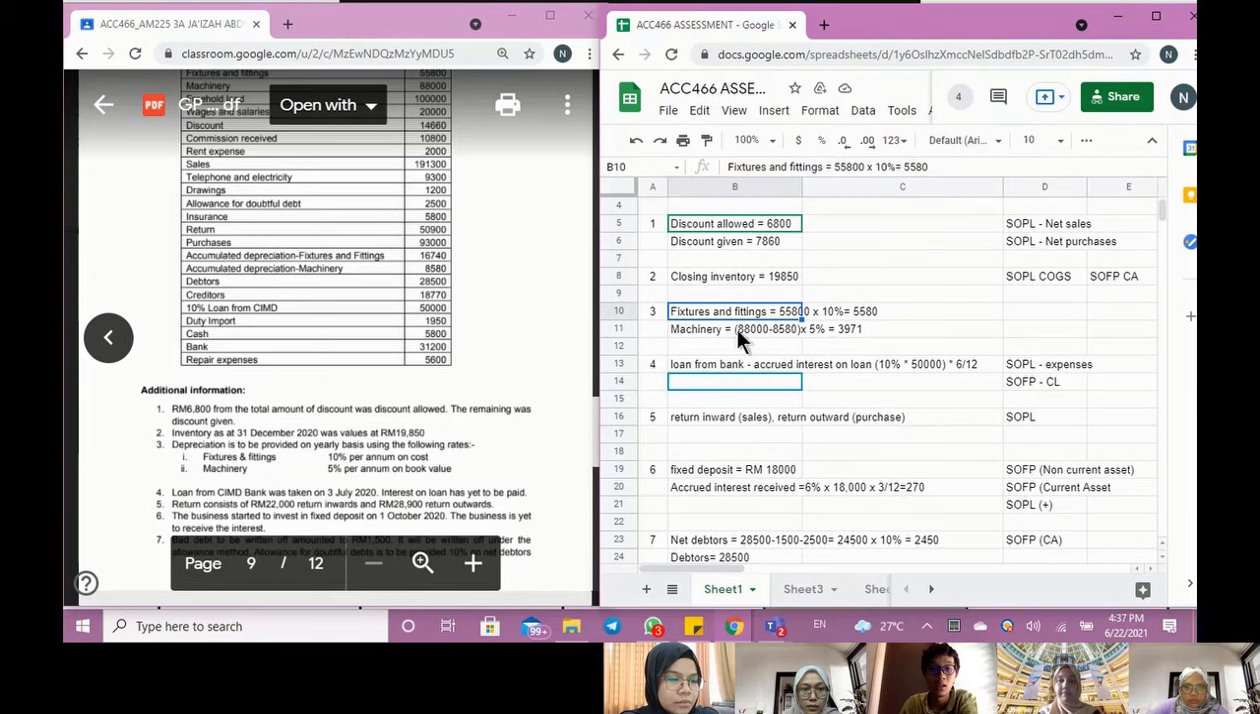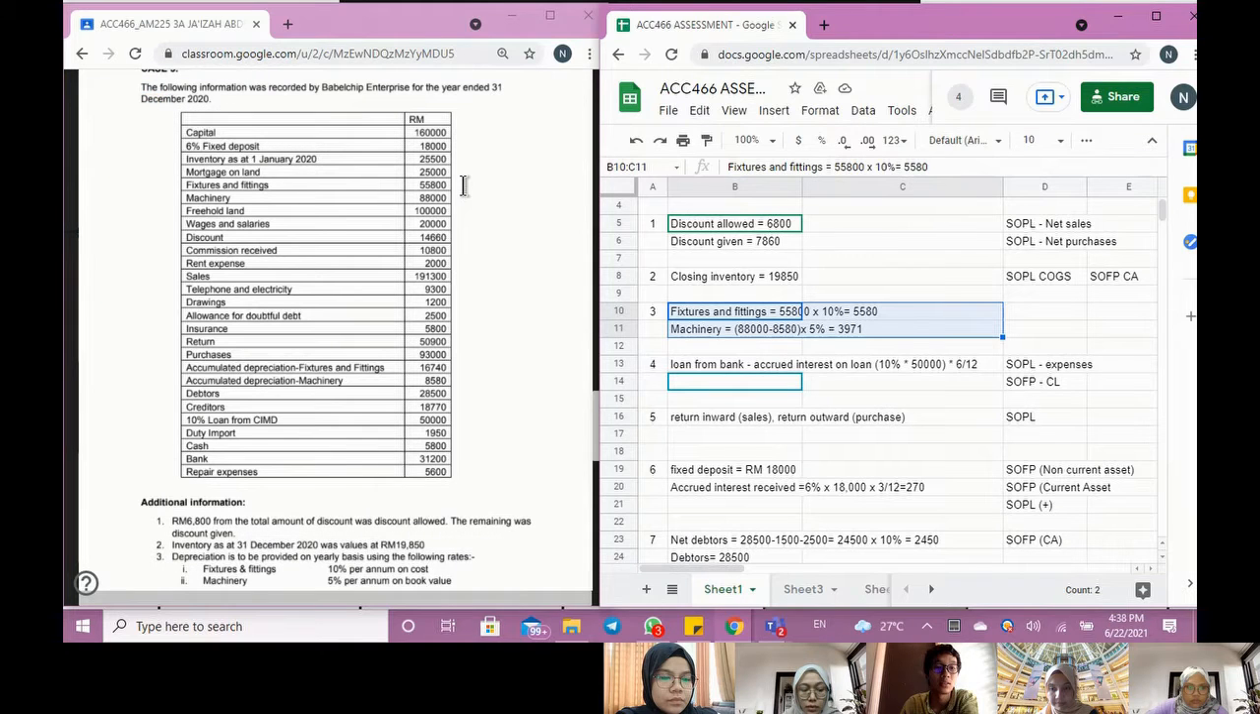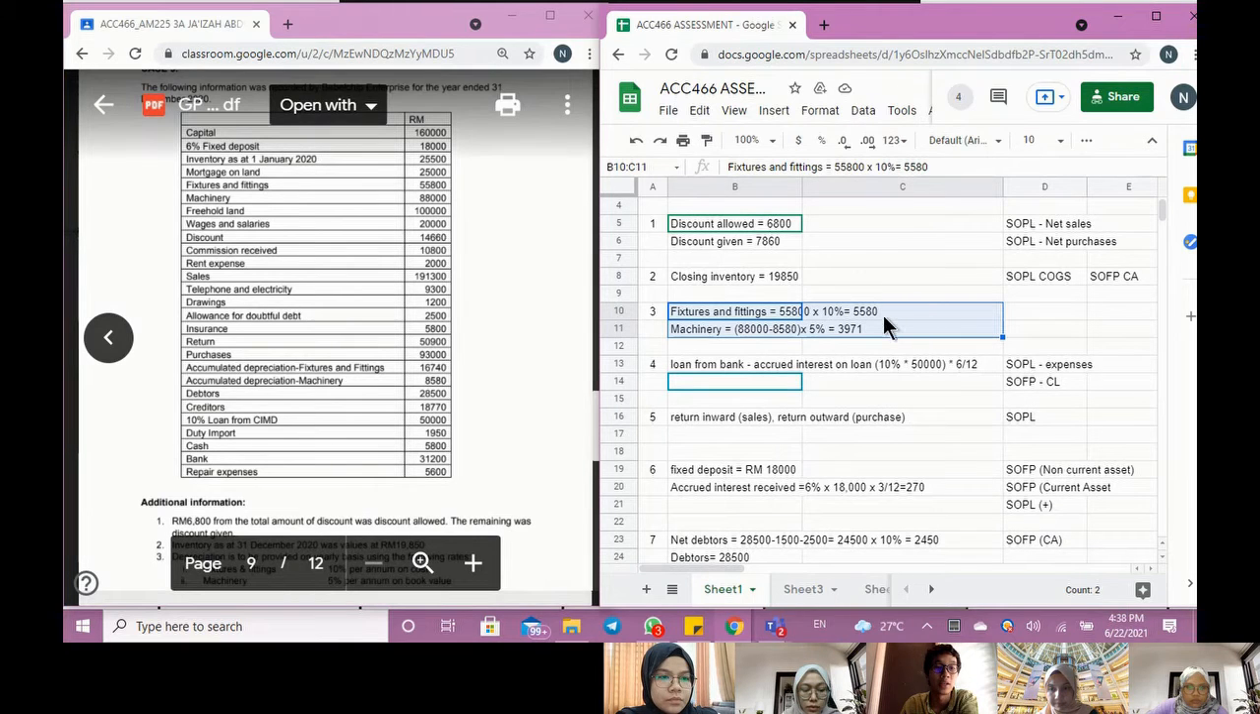Next, number 3, depreciation is to be provided on a yearly basis using the following rates. First, fixtures and fittings, 10% per annum on cost. So there's a way of doing this, as shown above. Fixtures and fittings equals 55,800 times 10%, and you will get 5,580.